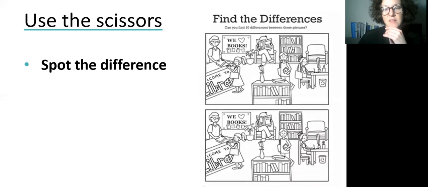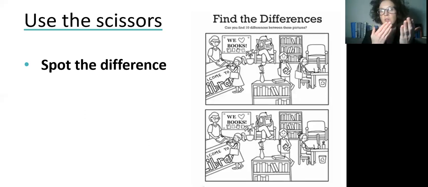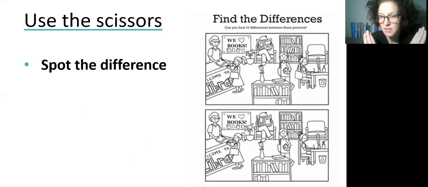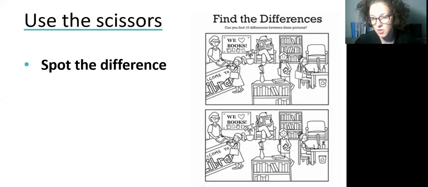Spot the difference cards. If you cut them, students will have to ask each other questions. So you cut both cards and give students two different cards, and you model this situation, like: is there, are there books on the second shelf on the left? Or something like this. Is there a poster?